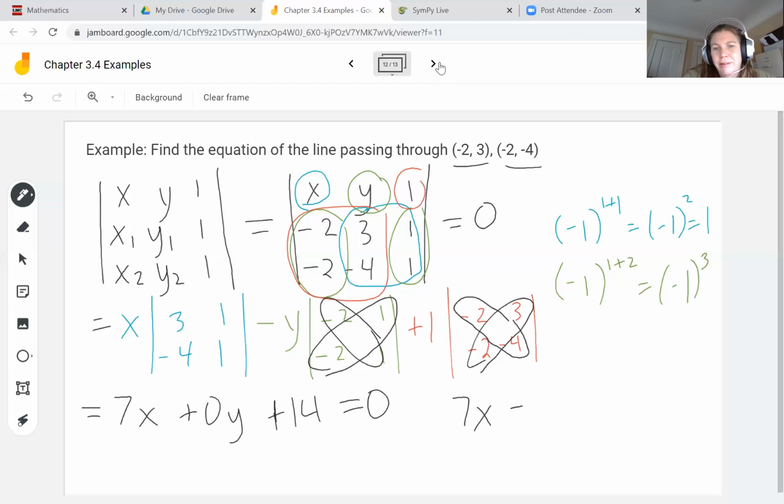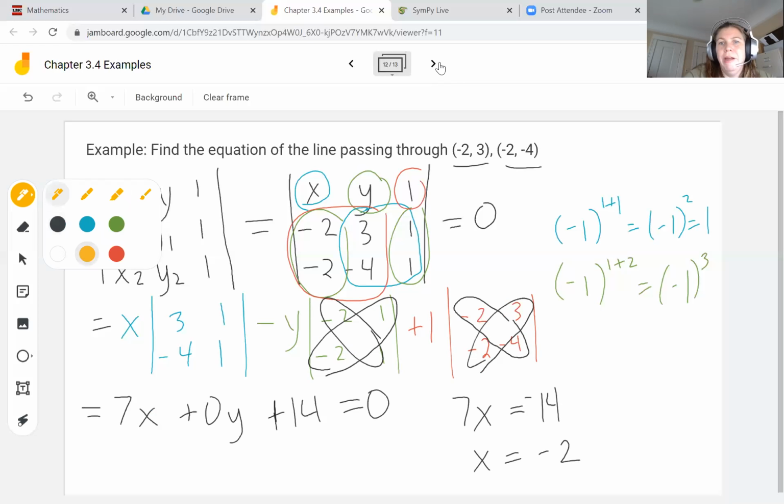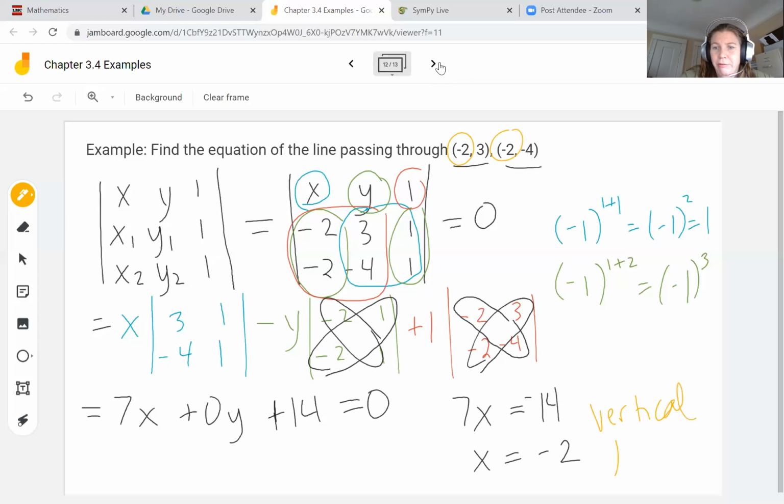So this is basically 7x equals -14, or x equals -2. And that makes some sense, because if you look back at those points, both of those points have x equal to -2. So this must be a vertical line. So you can find vertical and horizontal lines through this process. Now, of course, it would probably be easier just to graph and see the line, but if you're thinking about coding something, this matrix determinant calculation is another valid way to find the equation of a line.